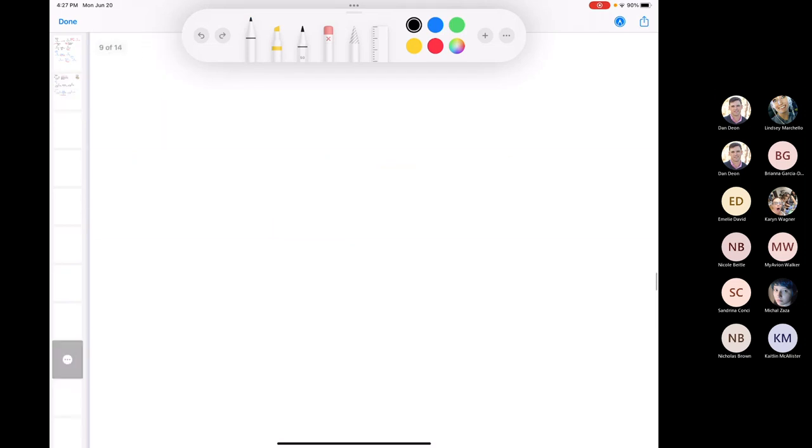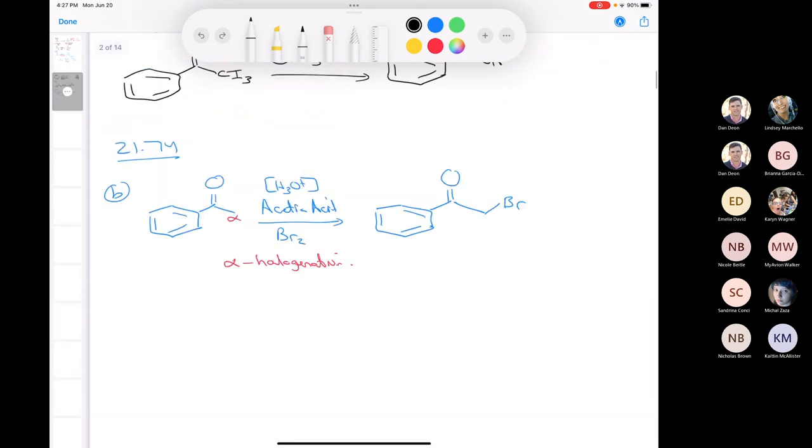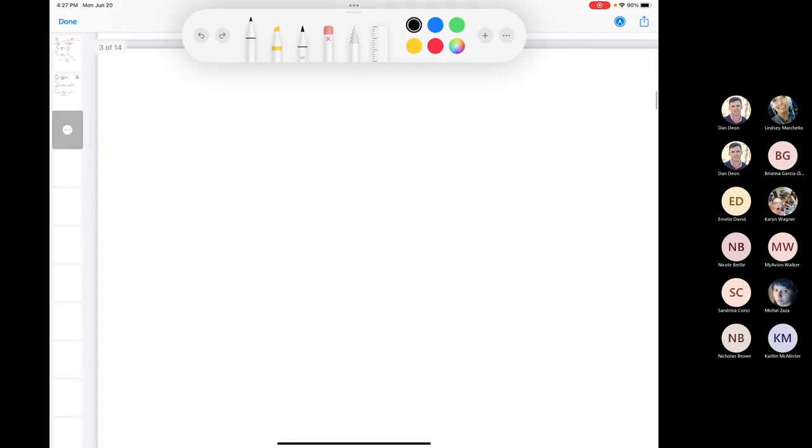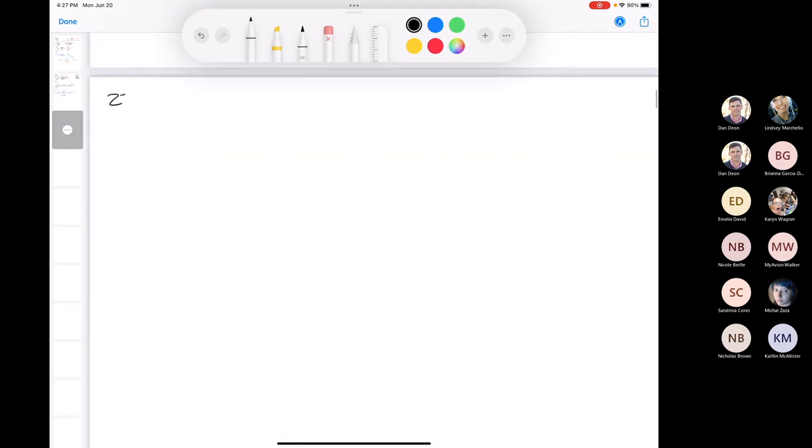Let's scribble that down. Let's go here. So we've got 21.74C. So now we're taking the acetophenone and we're treating it with sodium hydroxide and we're heating it up. Okay, so these are the conditions for aldol condensation. So we're doing an aldol condensation reaction.